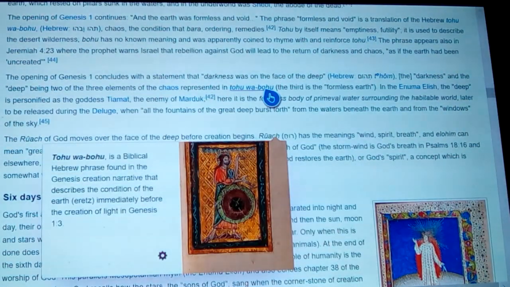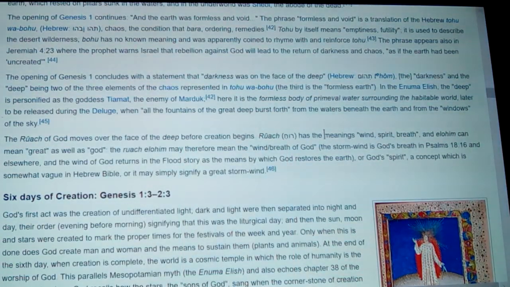This is supposed to be the primordial biblical Hebrew phrase found in Genesis creation narrative that describes the conditions of the earth, eretz, immediately before the creation, right? So it's formless and void, but then again, tohu and bohu are Tiamat and Bahamut, and the deep is personified as the goddess Tiamat, the enemy of Marduk.